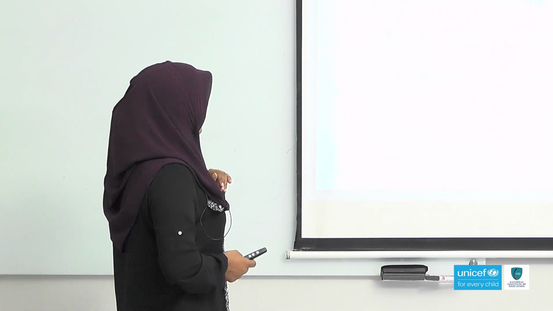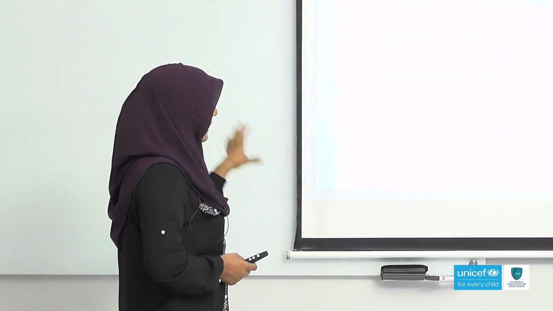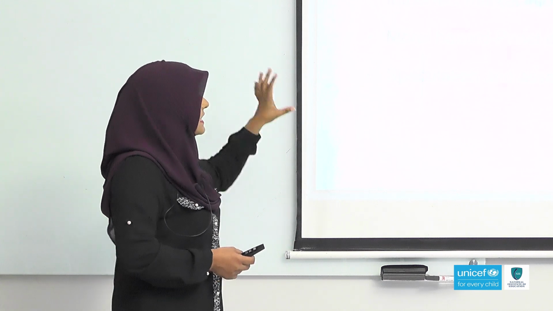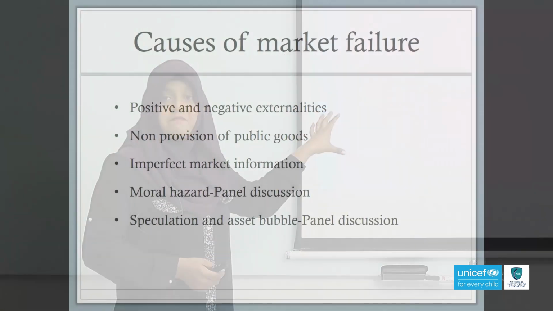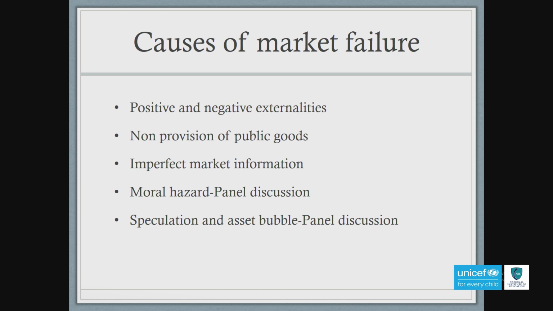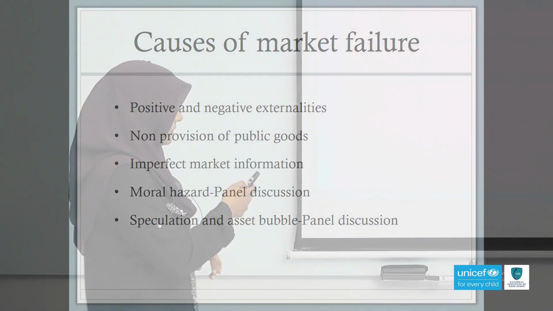Then the other 2 areas are moral hazard, speculation, and asset bubble. These are the things that I will be discussing mainly in our next panel, because this is the detailed area which will be assessed as well. So moving to the other areas.